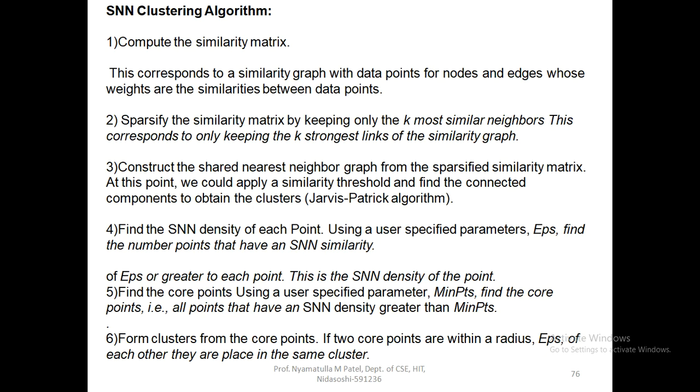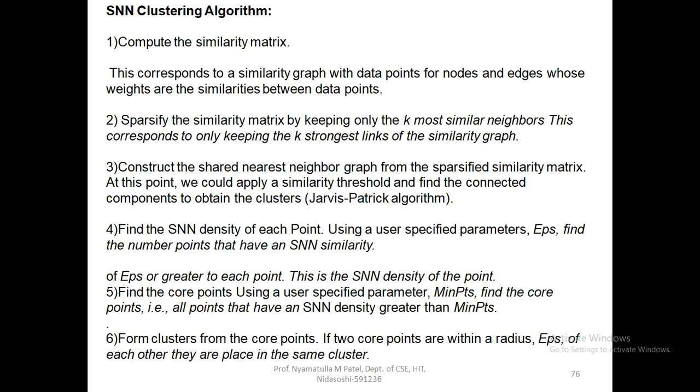In the SSN algorithm, the first step is to compute the similarity matrix. Once you compute the similarity matrix, the second step is to sparsify it. Sparsify means eliminate all those points which are not in the neighborhood, or which are noise and outliers, by keeping only the k most similar neighbors. So, I need to keep only those points which are most similar to one another.